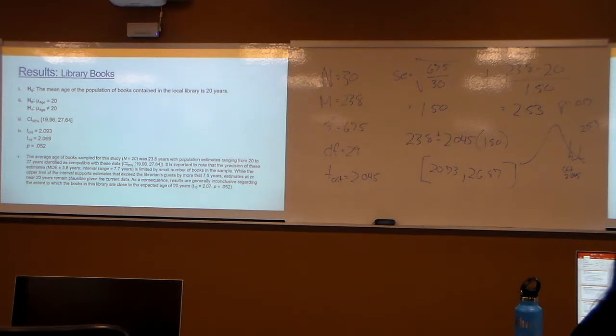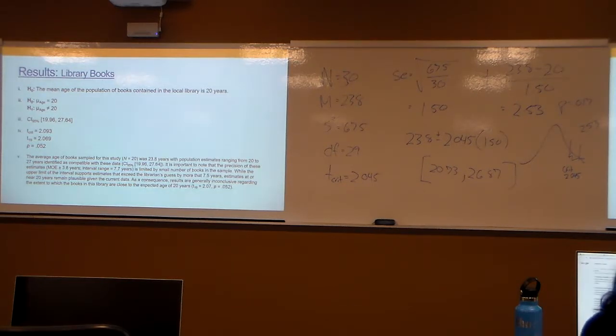But you try to use this interval estimate to talk about upper and lower limits, and then try to draw some basic conclusions. So here our p-value is 0.052, so we're just a little bit under. Here our p-value is 0.017, with a lower bound of 20.73 and an upper bound of 26.9.